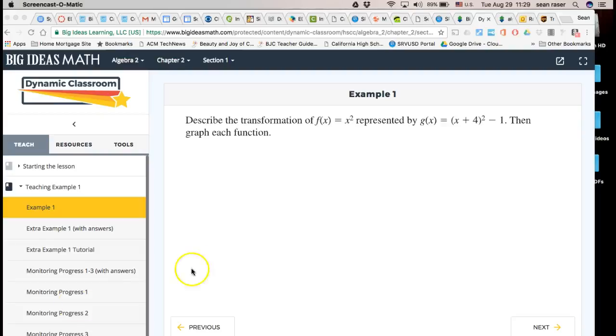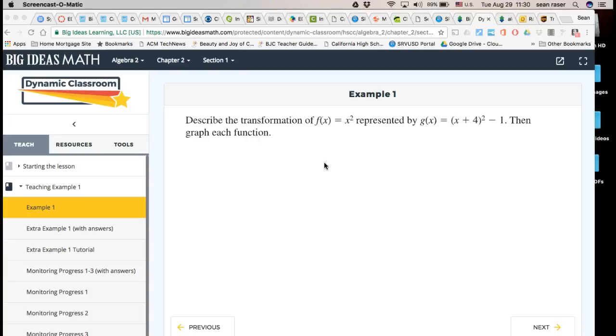Hi, and welcome to the first example for section 1 of chapter 2. In chapter 2, we are going to be examining quadratic functions. And in this first section, we are going to look at transformations to quadratic functions.